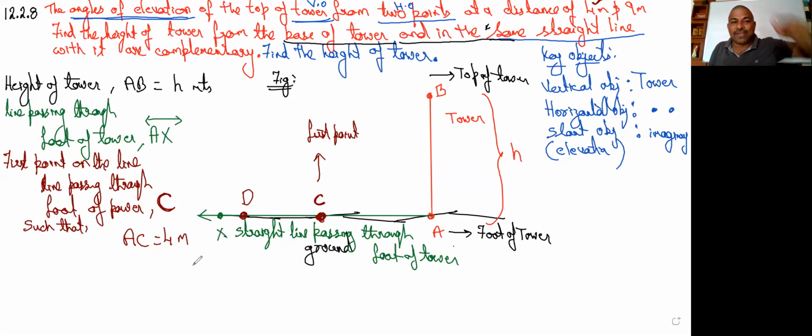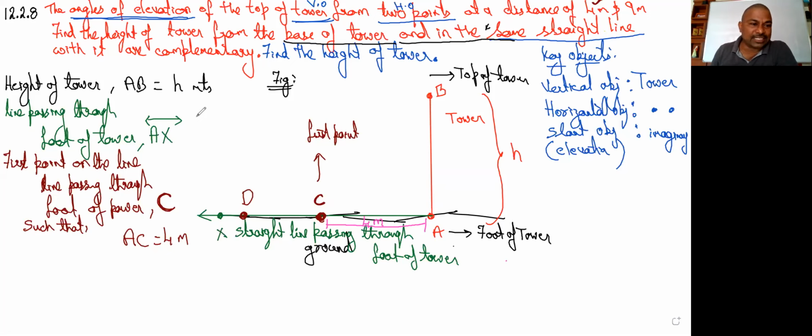We have taken a point on the line joining the foot of the tower. And what is the distance from the foot of the tower to the first point? He has given it: it is AC, which is 4 meters. That is what we have to remember.